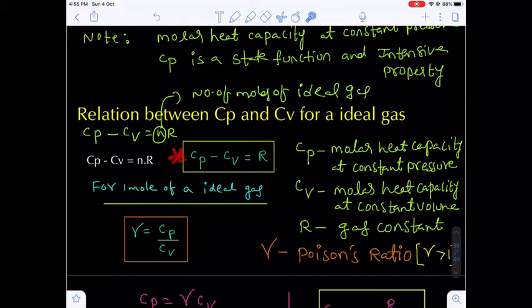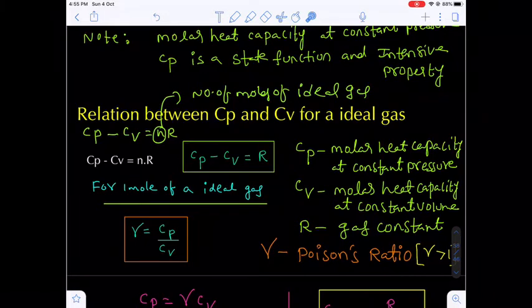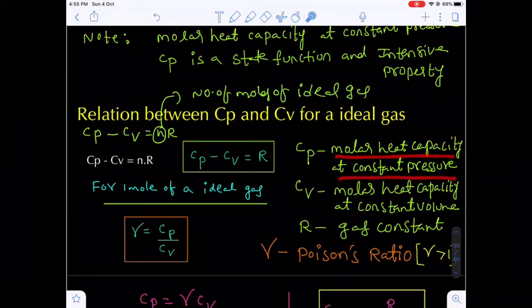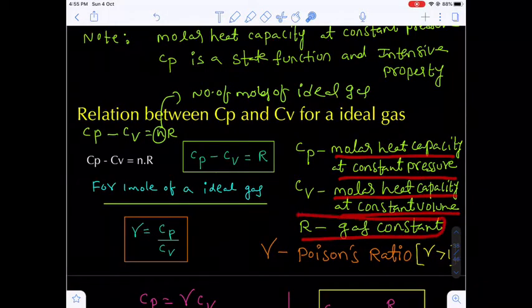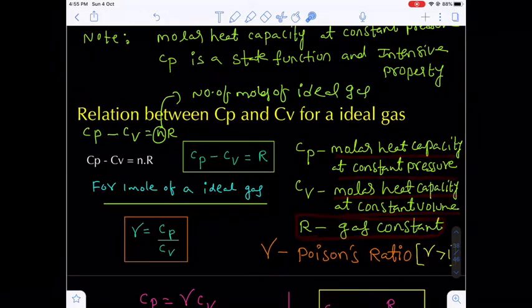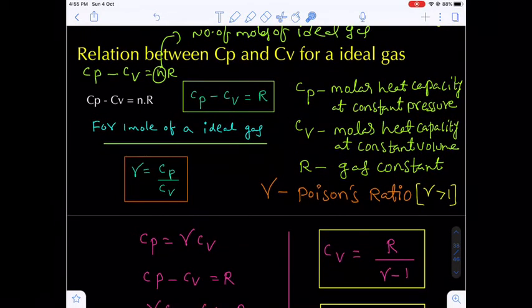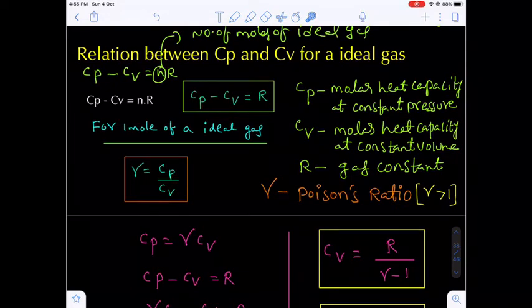So this is a very, very useful relation between the Cp and Cv. What is the Cp? Molar heat capacity at constant pressure. What is the Cv? Molar heat capacity at constant volume, where R is called the universal gas constant per mole. For 1 mole of an ideal gas, the constant is capital R.